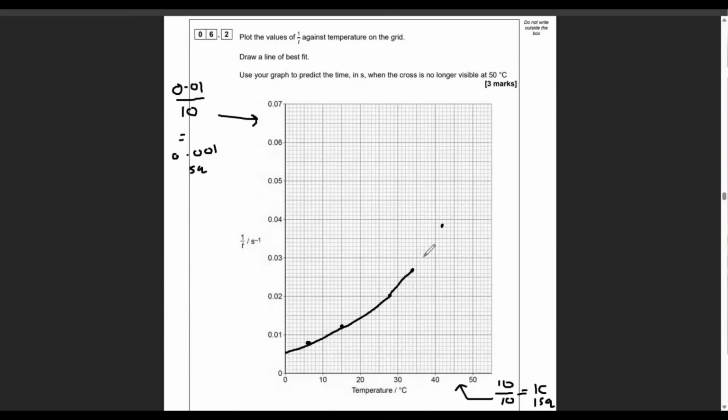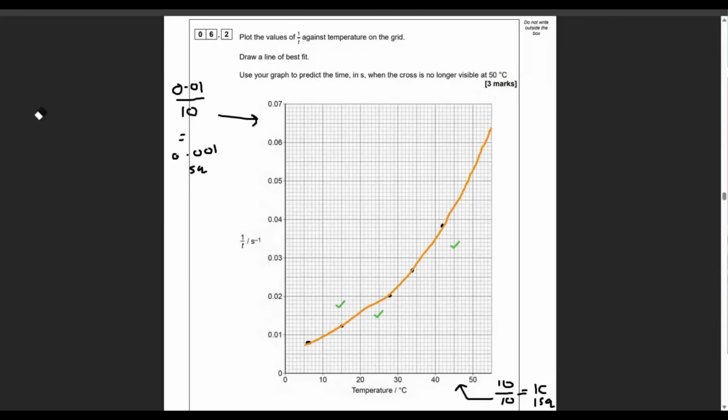I'm going to go in one steady line, very hard on the computer. I don't like the look of that. Okay, let me try that line again. There's orange. Not so good. But I do need to go all the way to the end, because what they're asking me to do is use your graph to predict the time when the cross is no longer visible at 50.